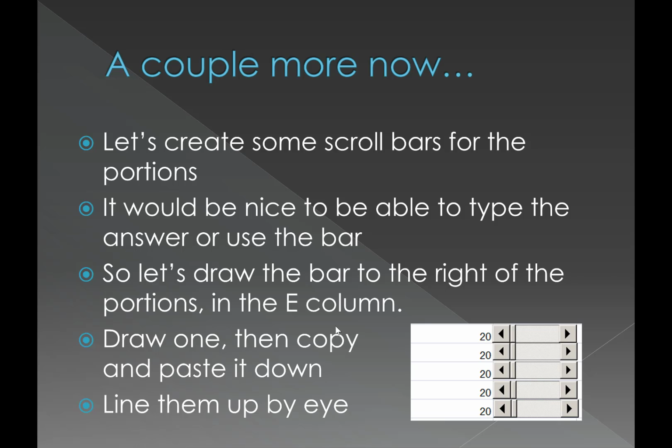Those 20s, those percentages we were doing, I think it'd be nice if we could have a scroll bar there like we did with the age, but here that we could scroll it and touch it back and forth to make your mixture percentages. So we're going to draw a bar to the right of the portions just like we did earlier with the ages. Then draw one, copy and paste it down, and we're going to line them all up. And then we have to change those. So let's draw the bars first.